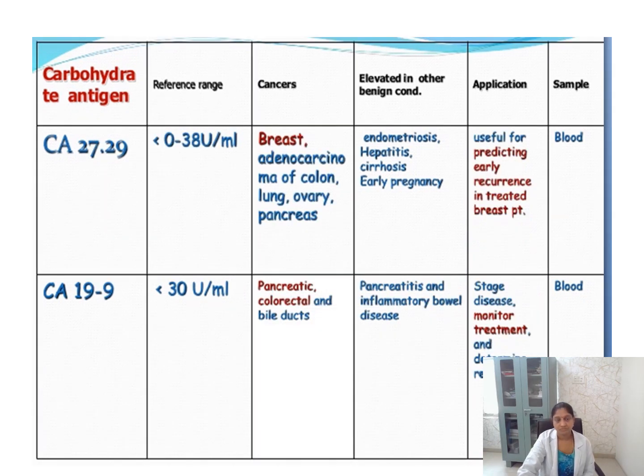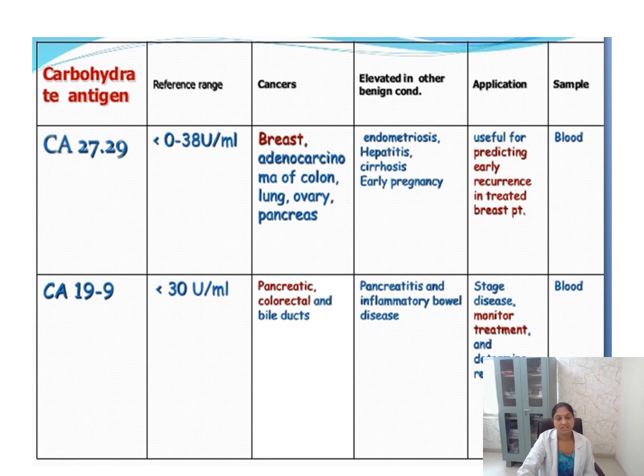CA27.29, it's elevated in cancers like breast, adenocarcinoma of colon, lung, ovaries, and pancreas. It's also elevated in other benign conditions like endometriosis, hepatitis, cirrhosis, and early pregnancy. It is useful for predicting early recurrence in treated breast cancer patients. Blood can be used as a sample over here.